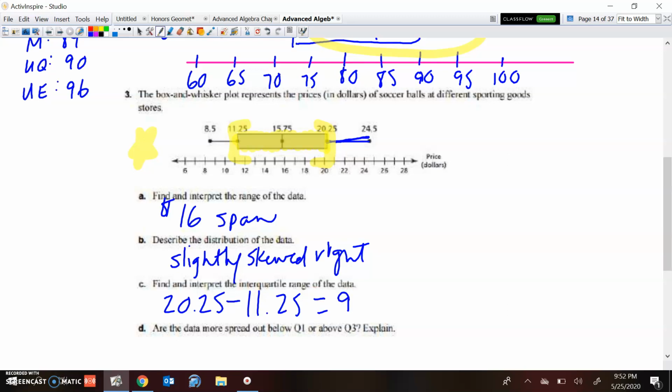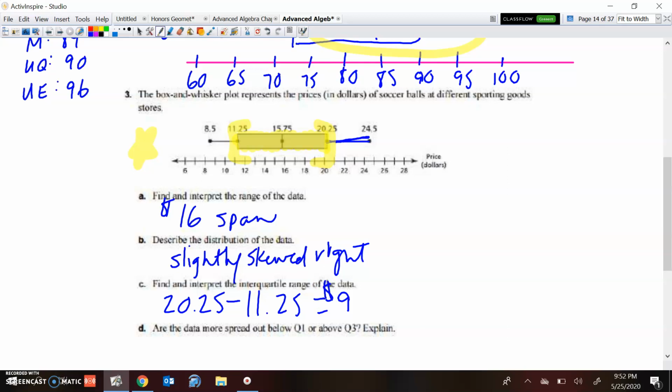If they want us to give an interpretation there, we can say something like: the inner values of the data span by $9. There's a $9 span within the interquartile range, something like that.